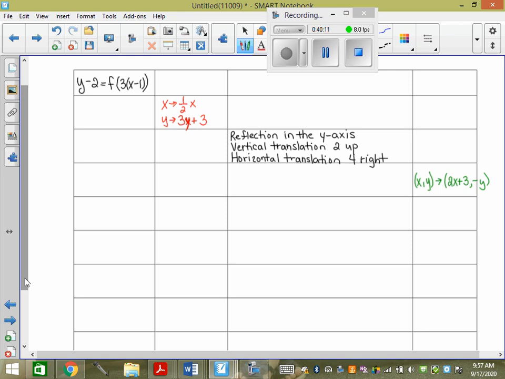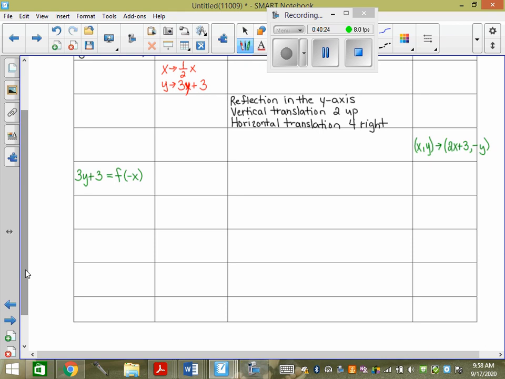Okay. Then we have 3y plus 3 equals f of negative x. Then we're going to do x is replaced with x plus 1. Y is replaced with negative y plus 2.